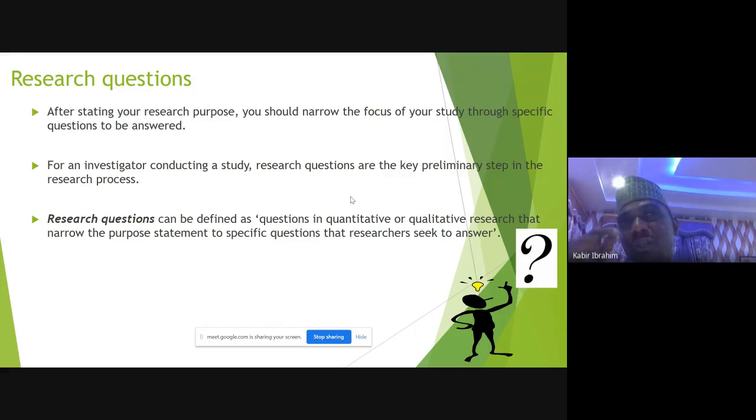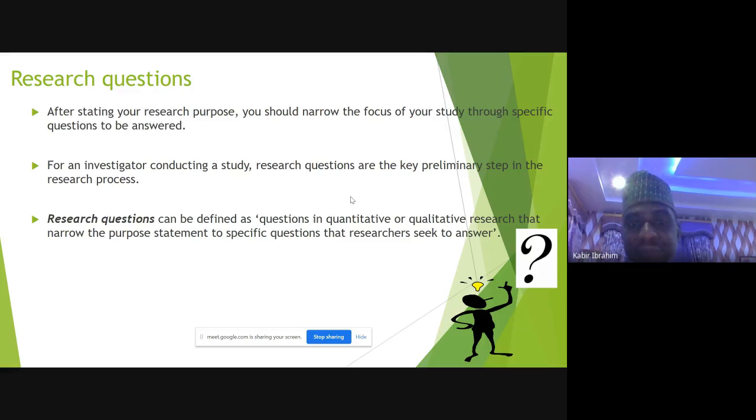You have to go through past literature. That is, you have to read extensively to bring out more information about the topic that you want to study. There are a lot of previous studies, so you have to read very well. Then from there, you bring out your research questions. For an investigator conducting a study, research questions are the key preliminary step in the research process. So they are very important, and they guide you to achieve your aim.